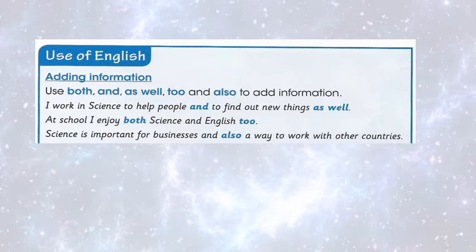Adding information. Use both and, as well, to, and also to add information. I work in science to help people and to find out new things as well. At school, I enjoy both science and English too. Science is important for businesses and also a way to work with other countries.